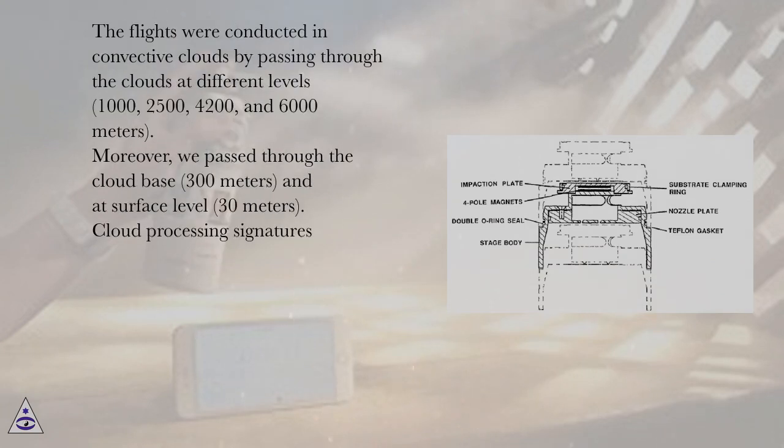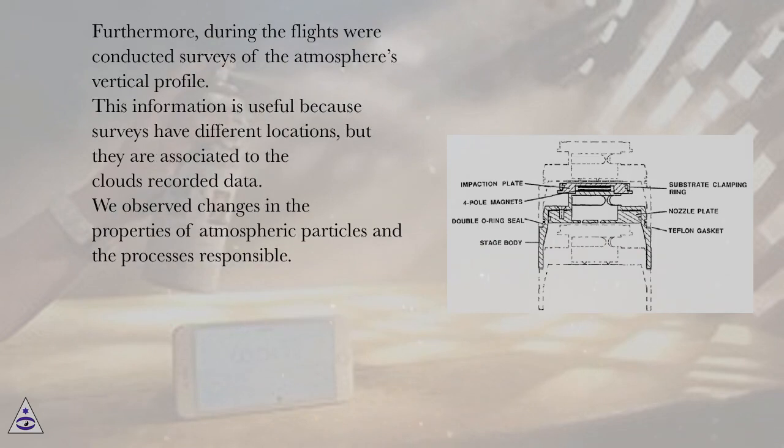The flights were conducted in convective clouds by passing through the clouds at different levels, 1,000, 2,500, 4,200, and 6,000 meters. Moreover, we passed through the cloud base, 300 meters, and at surface level, 30 meters. Cloud processing signatures. Furthermore, during the flights surveys of the atmosphere's vertical profile were conducted. This information is useful because surveys have different locations, but they are associated to the cloud's recorded data.